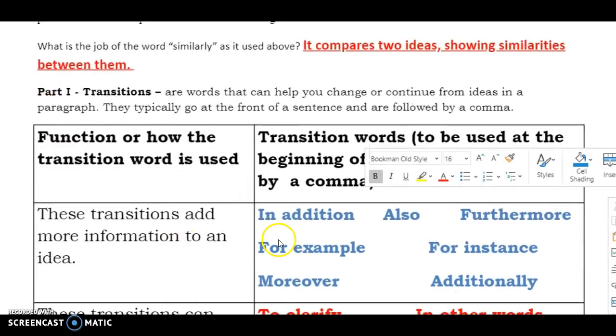So this group, and please do copy this, these transitions add more information to an idea or offer examples, can introduce evidence. So you have in addition, also, furthermore, for example, for instance, moreover, and additionally. And again, if you need to pause it, now would be a good time to do that.